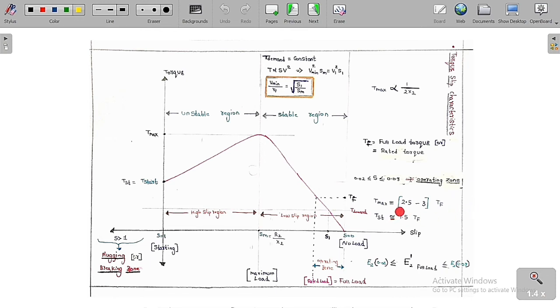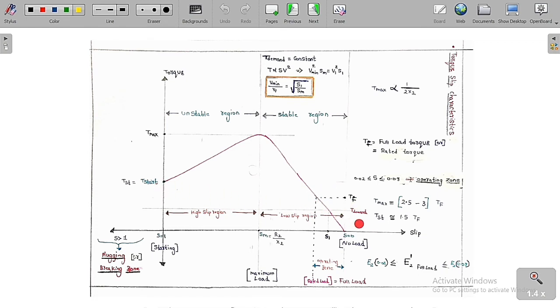The maximum torque is sometimes nearly equal to 2.5 to 3 times the full load torque, and the starting torque is nearly equal to 1.5 times the full load torque. So you can see clearly starting torque is greater than full load torque, and also the maximum torque is greater than the full load torque.